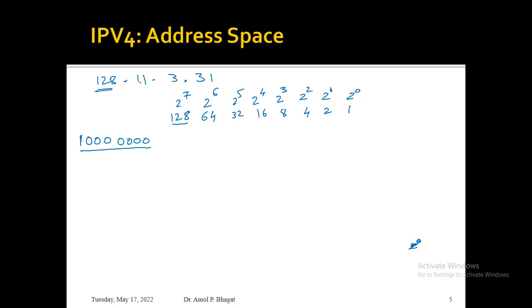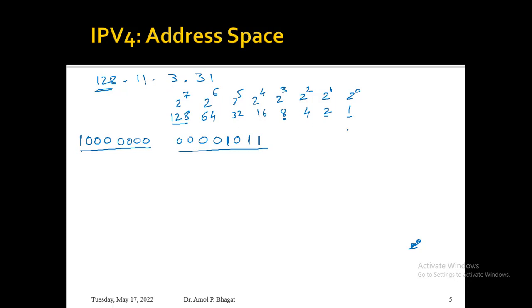Then there is the value 11. For 11, I keep the bit with value 8 as 1, then 2, then 1. So 8 plus 2 plus 1 will be 11. All other bit values will be 0. So this bit is 0, the next bit 0, again 0, again 0, and then 1 for 8, then 2, then 1. That is 8 plus 2 plus 1, which is 11. So this is 11 represented in binary form.